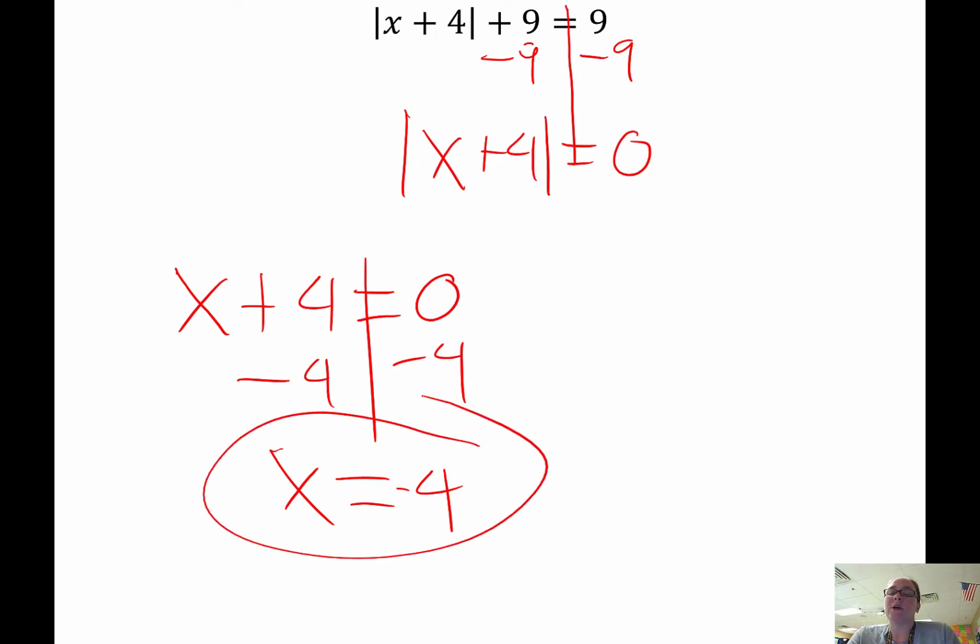So special cases that we will be dealing with in algebra are no solution or one solution, okay? And the only time you get one solution is if we're equal to 0. No solution is if your isolated absolute value is equal to a negative.